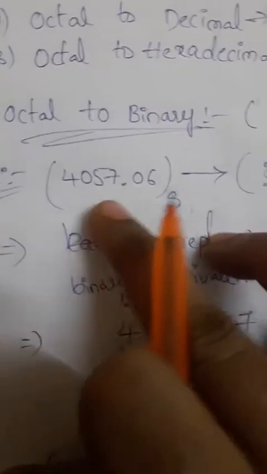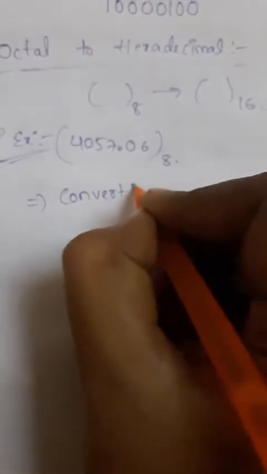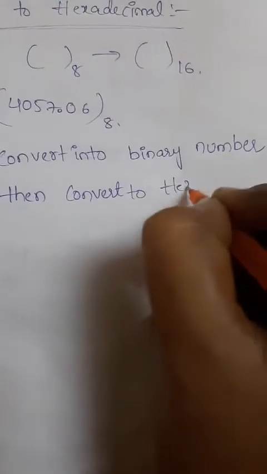I can take the same example, 4057.06. This is our octal number. So what is the procedure to convert octal to hexadecimal? First, the octal number will be converted into a binary number. This is the first step, and the second step is that the binary number we get from this, we need to convert to hexadecimal.